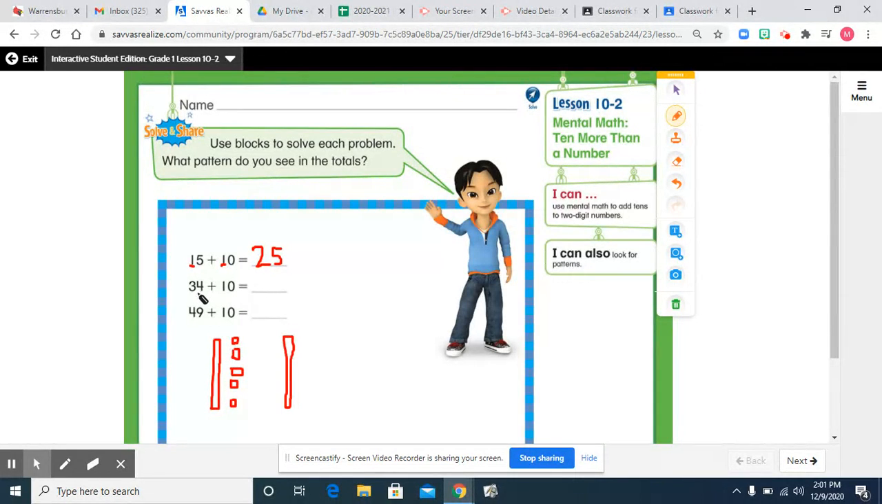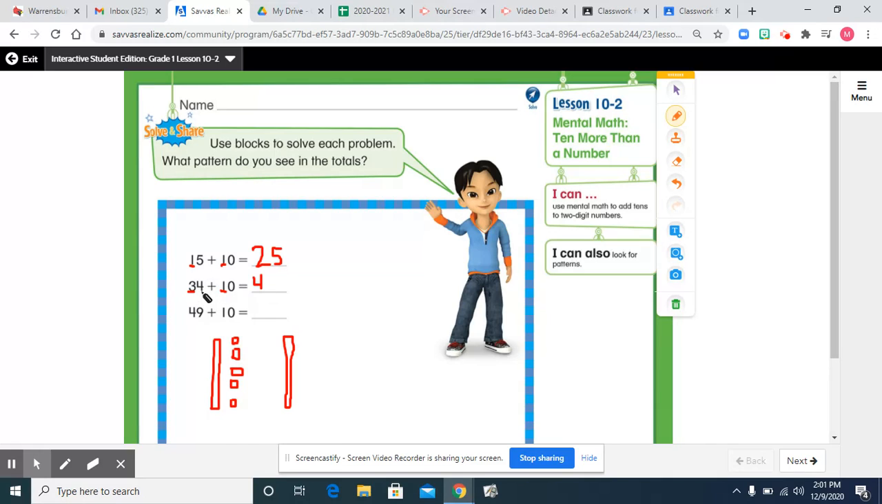Okay, so let's look at 34 plus 10. And let's not use cubes this time. Let's just try to do it mentally. Okay, so 34 plus 10. Look at the tens place. There's a 3 and a 1. So the 3 in 34 will go up by 1 because we're adding 10. So what is 1 more than 3? 4. 3 plus 1 equals 4.